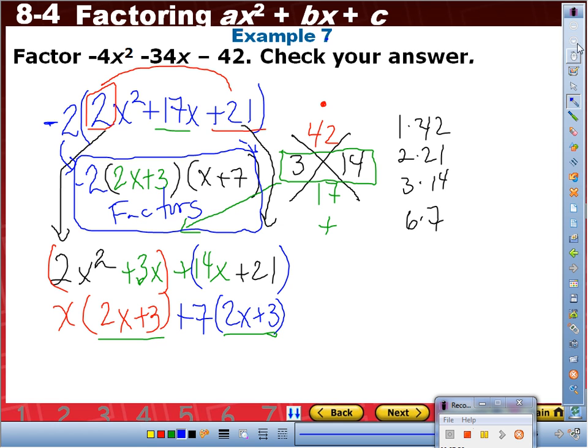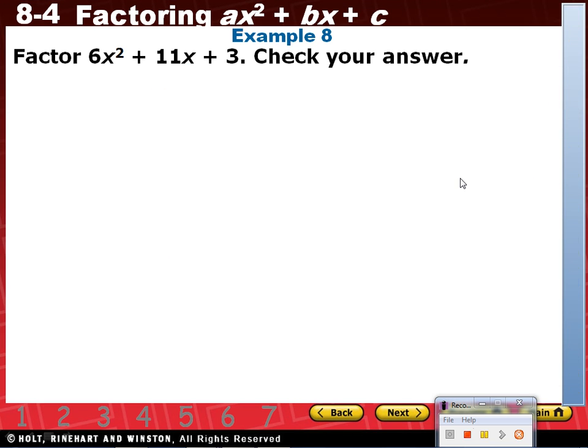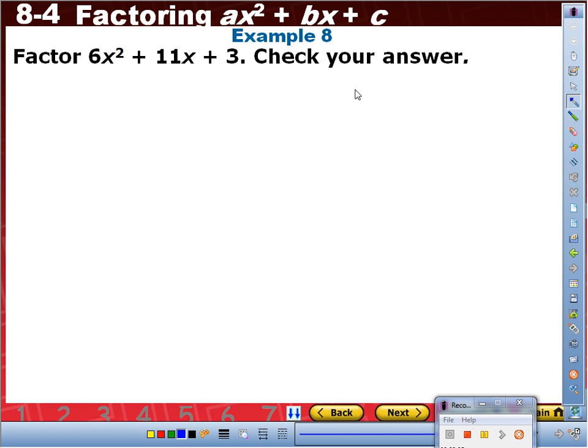Okay, one more, last one. Here we go. Example 8. Sure, do this one by yourself. There it is. Go. Example 8 says 6x squared plus 11x plus 3. Example 8. Go. Here goes the entire process.